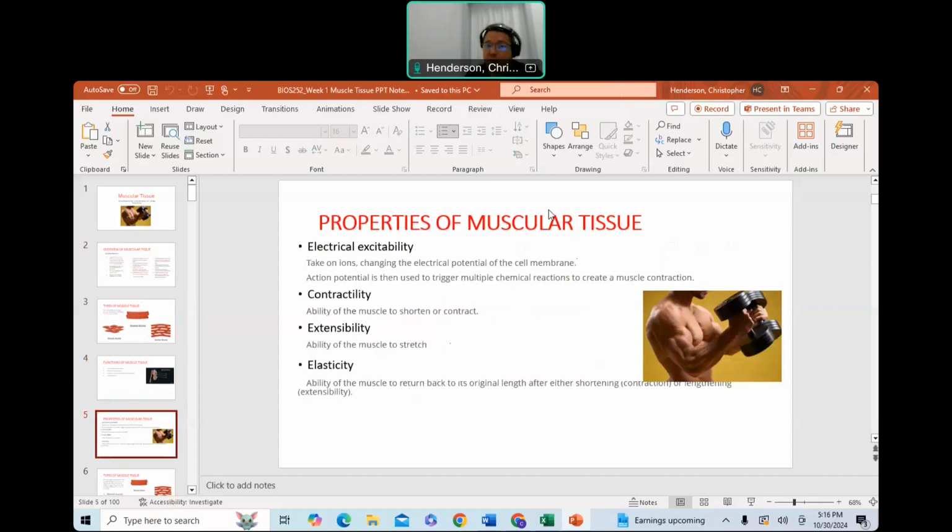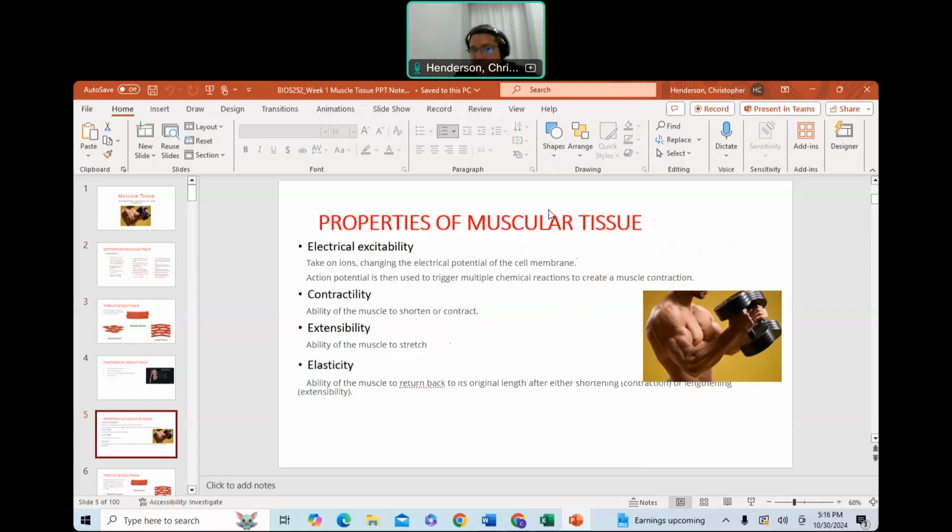Then make sure you know the properties of muscular tissue. There are 4 properties. So write yourself a question: What are the 4 properties of muscular tissue? Then on the back of it, write what they are and explain it. There are only 2 electrically excitable tissues in the body: the nervous tissue and the muscle tissue. Connective tissue and epithelial tissue are not electrically excitable. We'll talk about this in a little bit.